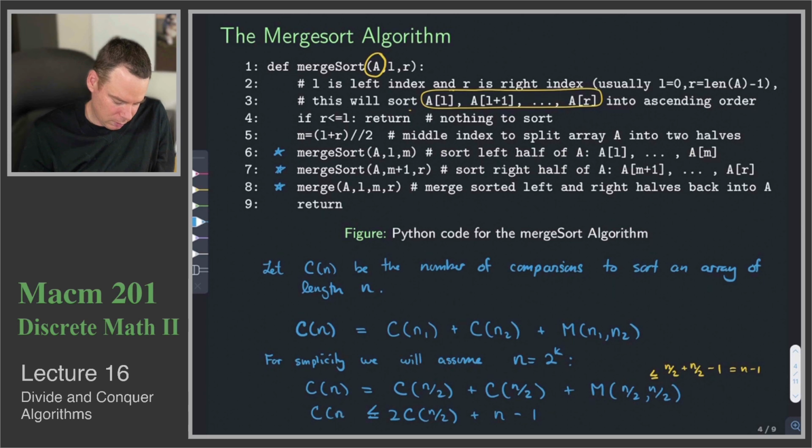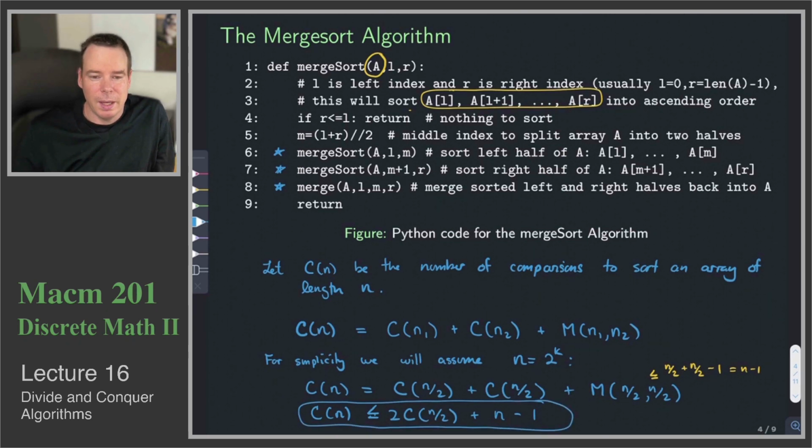So in other words, the number of comparisons to sort an array of length n is, at worst, twice the number of comparisons in sorting an array of half the length, plus n minus 1. So there is our recurrence relation. And that's what we're going to want to solve. We're going to want to figure out what is C of n that satisfies this recurrence relation. Now there's an inequality there, of course, but this is a worst case scenario. So if we just replace that with an equality, then we get an upper bound on the number of comparisons that get done to sort an array of length n.